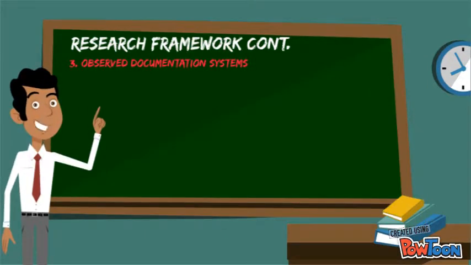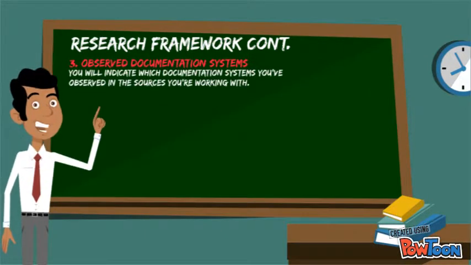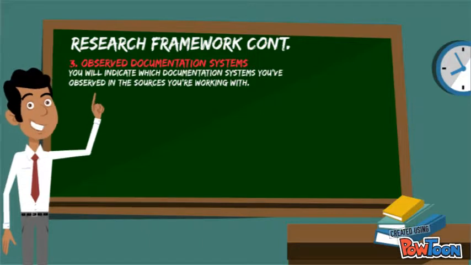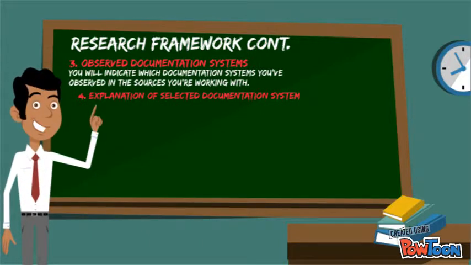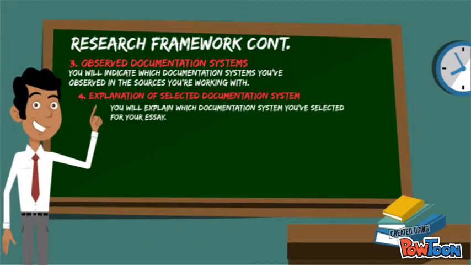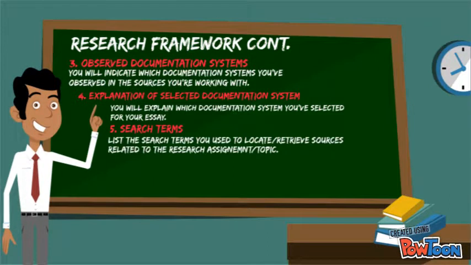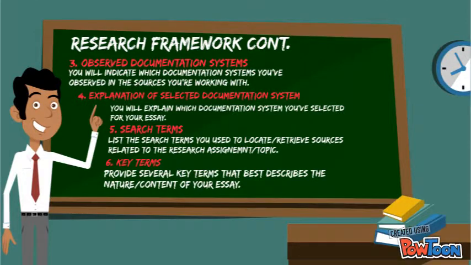Number 3, observed documentation system. Indicate which documentation system you observed in the sources you're working with. Number 4, explanation of selected documentation system. Explain which documentation system you've selected for your essay. Number 5, search terms. As well as number 6, key terms.